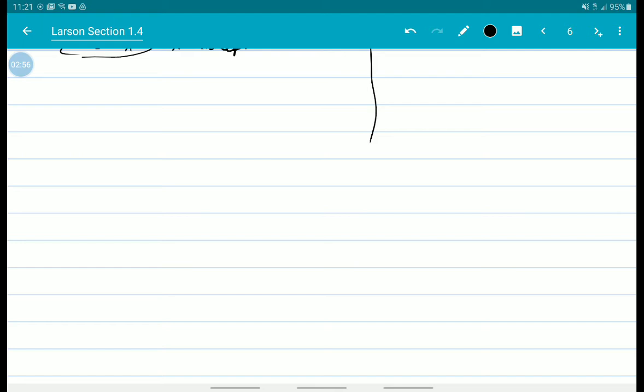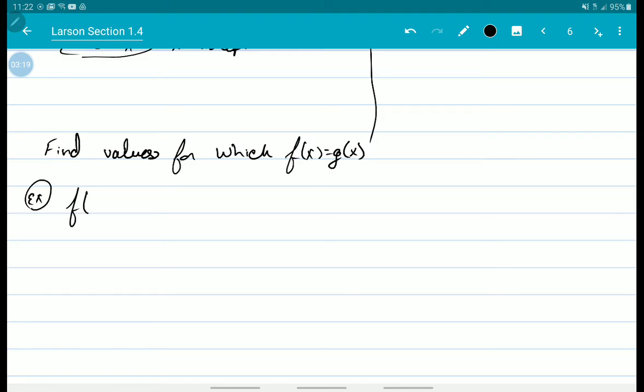So let's change it a little bit. Let's change our directions. Let's say we want to find values for which f of x is equal to g of x. And let's look at a couple of examples here. Suppose we have f of x is equal to x squared plus 1, and we have g of x is equal to 3x minus x squared. We want to know where these functions are equal.